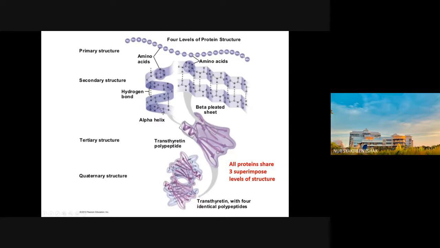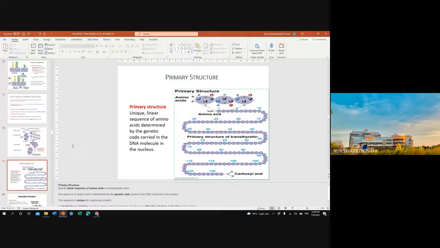Quaternary structure is the combination between polypeptide chains in the tertiary structure. Several polypeptide chains in the tertiary structure combine together to form a functional quaternary structure. Contohnya, hemoglobin. Okay, so in hemoglobin, four polypeptide chains in the tertiary structure combine together to form a functional hemoglobin molecule. Okay, so these are the four levels of protein. Ini awak boleh baca lah nanti.